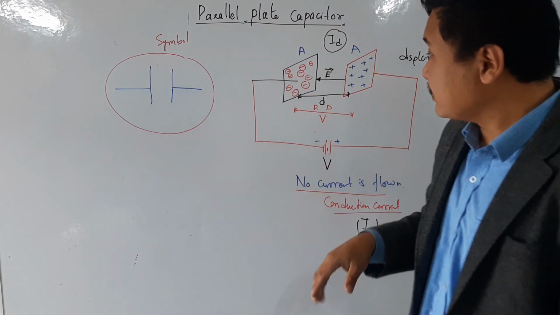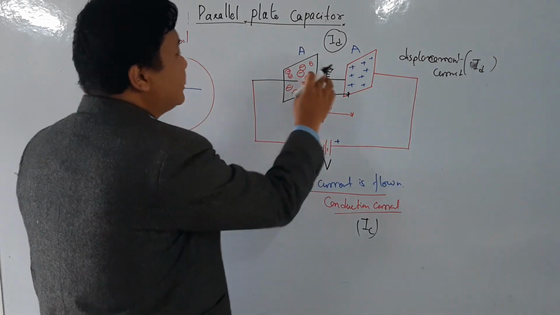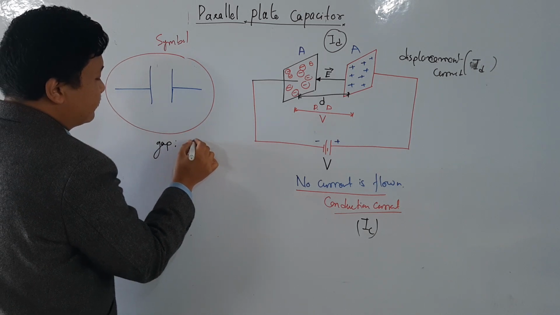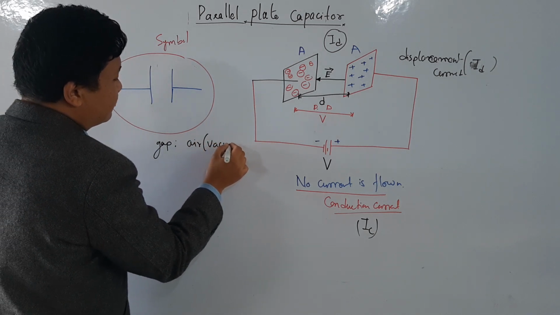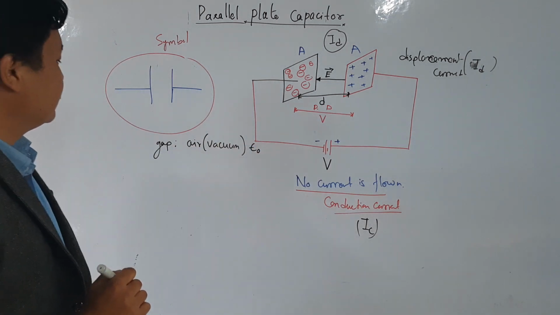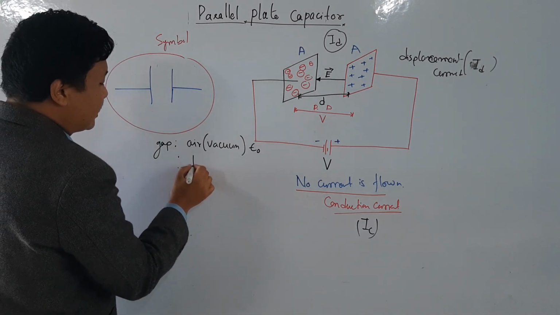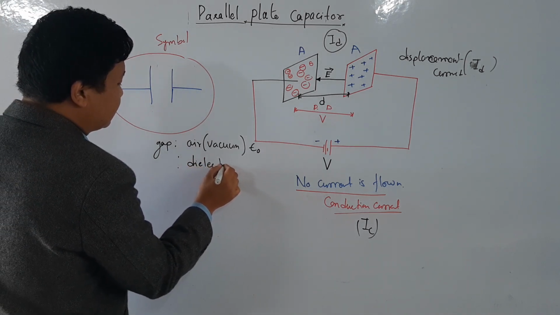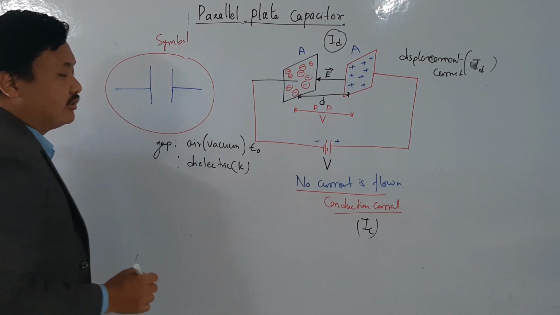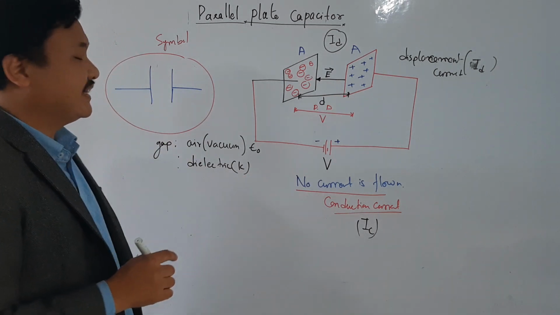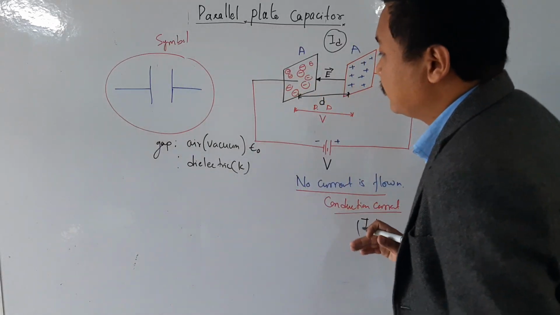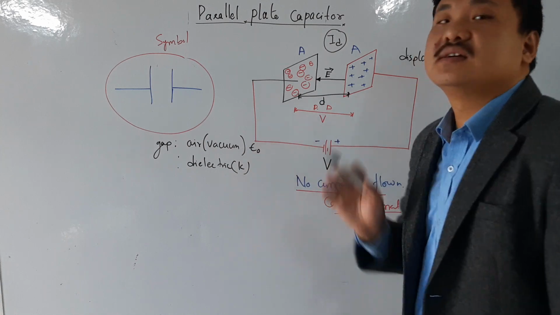Another thing is that in between this gap you can fill air. Air or vacuum means that you write epsilon naught, the permittivity of free space. In this gap you can also have a dielectric with dielectric constant K, which you have studied. So in between this gap you can have air as well as a dielectric.